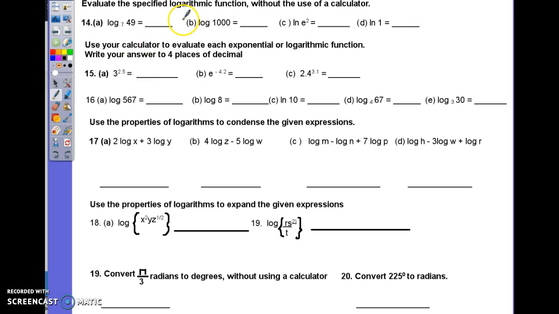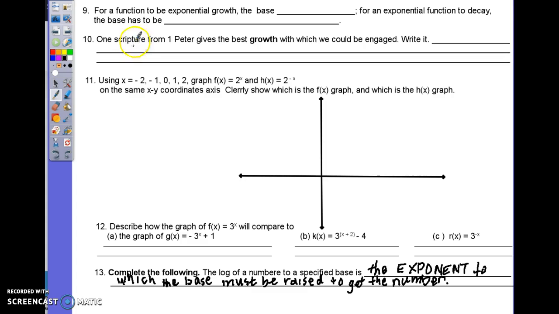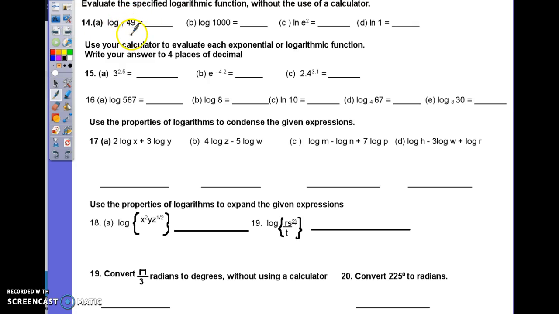Here we've got some evaluations to do, and we touched on some of these. Evaluate the specified logarithmic function without the use of a calculator. This one we did, and this is going to give you some practice on the definition I just gave you. This is just asking you what's the log of 49 to the base 7. We're looking for the exponent to which 7 must be raised to get 49, and I trust by now you know that's 2.